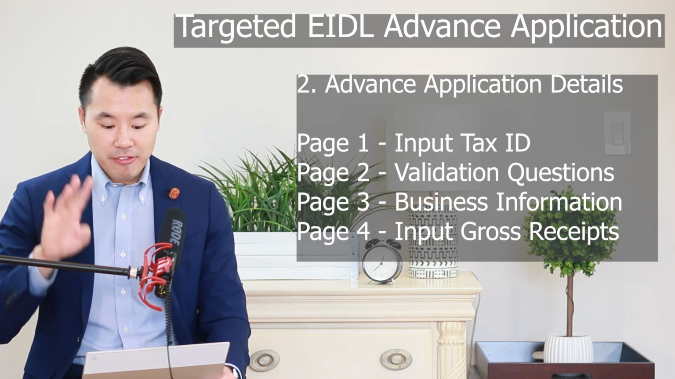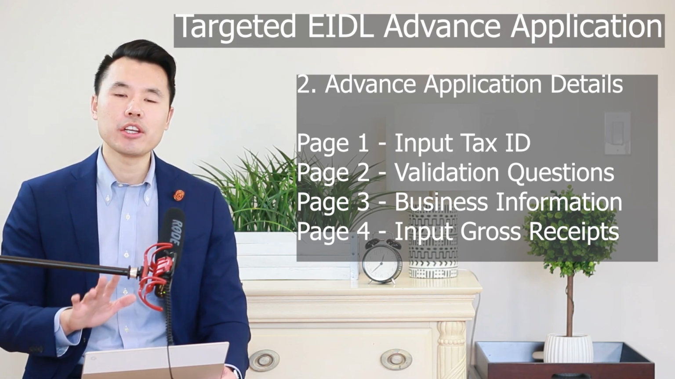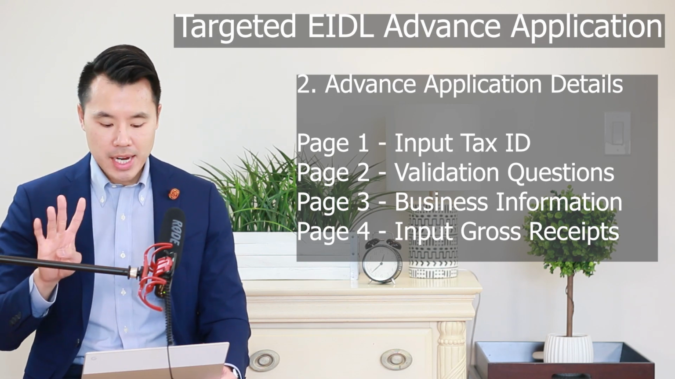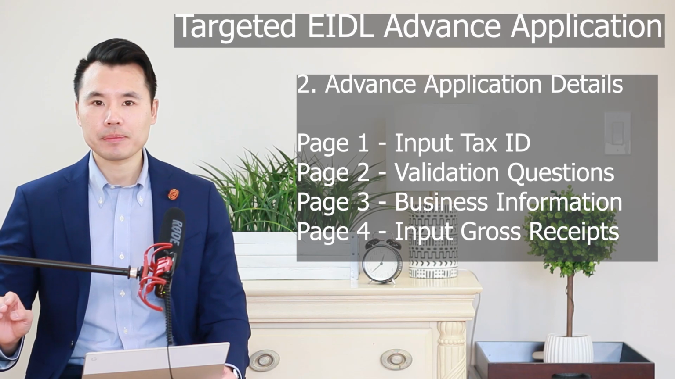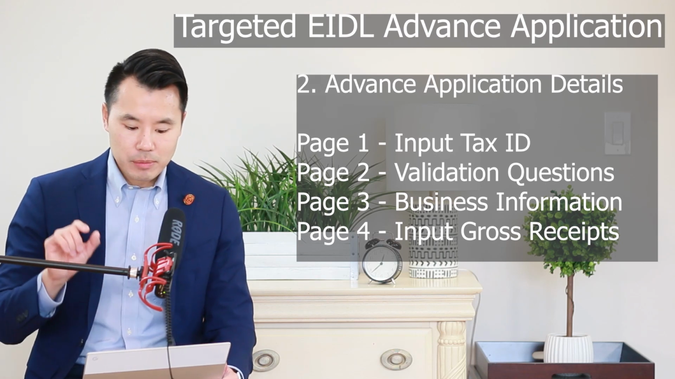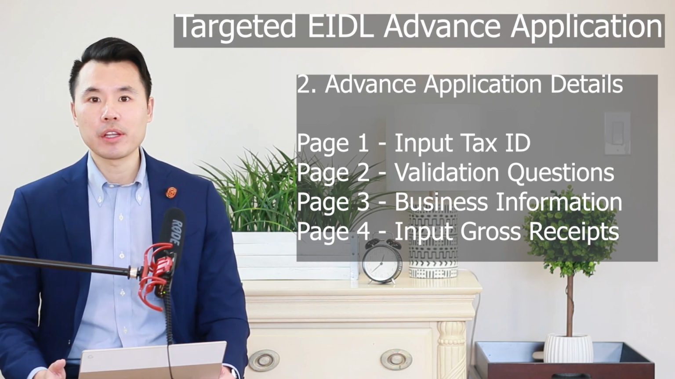Okay, and then the fourth page. Once you've confirmed or updated your business information, the fourth page is where you're going to be requested to input the gross receipts per month from January 2019, 2020, and the most recent month that just passed.